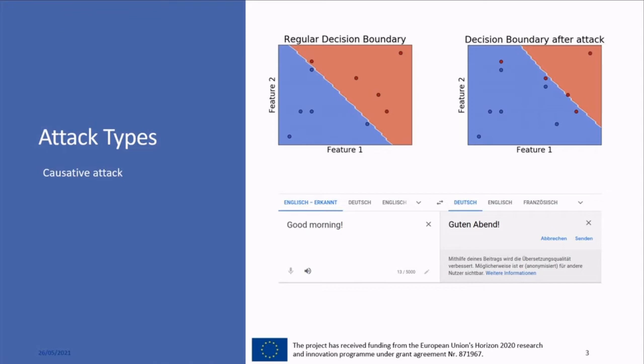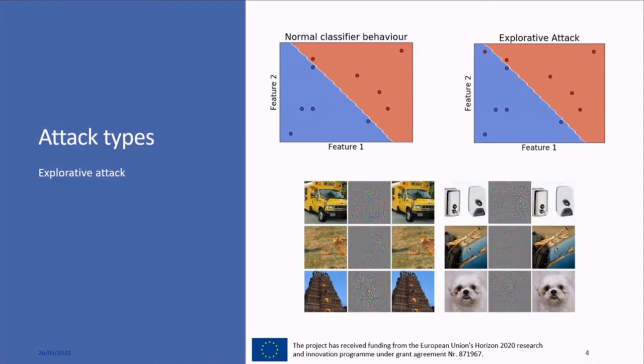A causative attack is an attack on the training data, and a very good attack means that I don't need to insert many training points, but still have a far-reaching outcome, as in the neural network does not classify properly anymore. Then there are also explorative attacks. When talking about adversarial examples, and this talk is about adversarial examples, one mostly refers to the explorative attack.